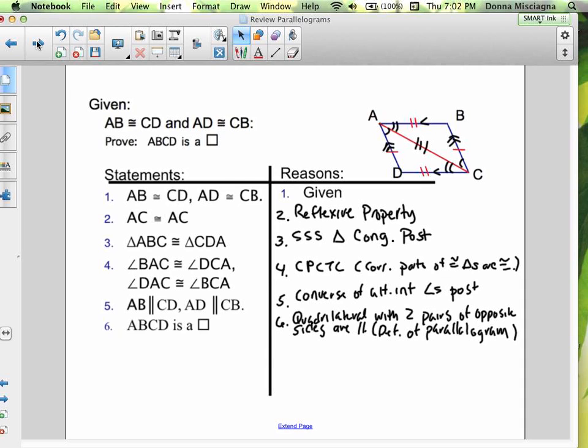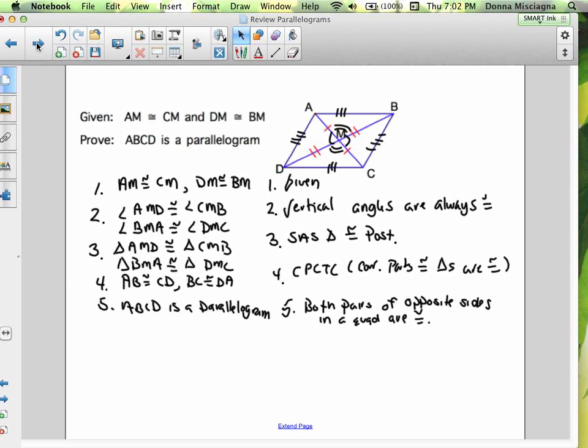Here we proved that if we knew both pairs of opposite sides were congruent, that indeed would make a parallelogram. And in this proof, we proved that if both diagonals were bisected, that would also have to be a parallelogram. So you can read over those, you can pause these and look at them. I'm not going to go through them again because we've already done that.